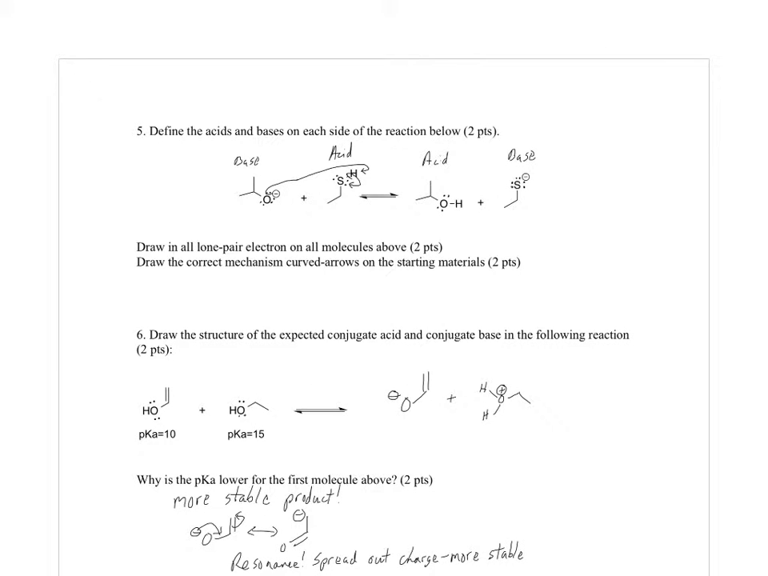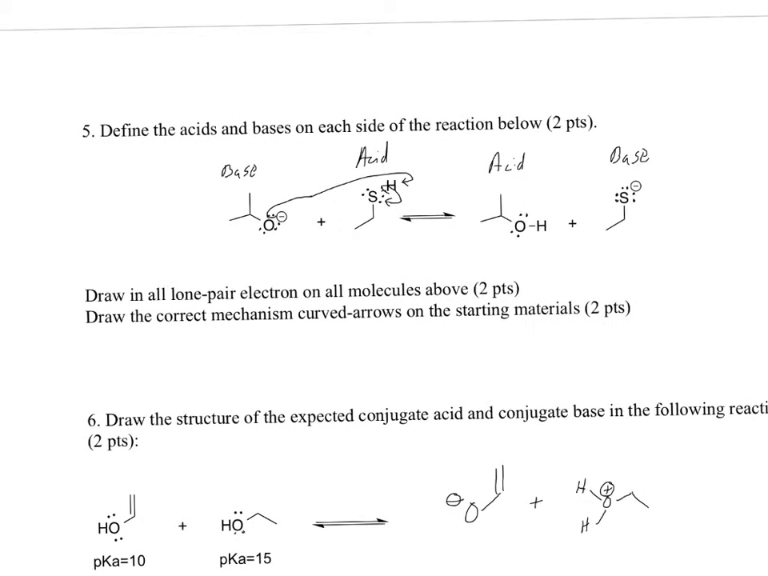Page 2 here, it says define the acid and base on each side of the reaction below. So again, remembering that acids are electron deficient, bases are electron rich. If this is electron rich, because it's a negative charge, that's a base. The other thing must be an acid. Then the other side, or the conjugate side, again, sulfur has a negative charge, that's a base. Whatever is delta plus or electron deficient, that would be an acid.